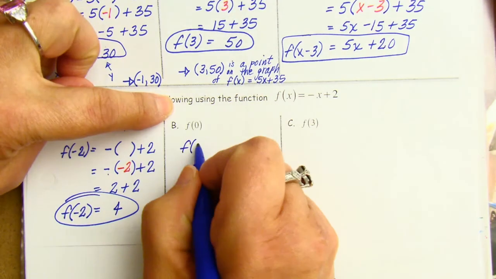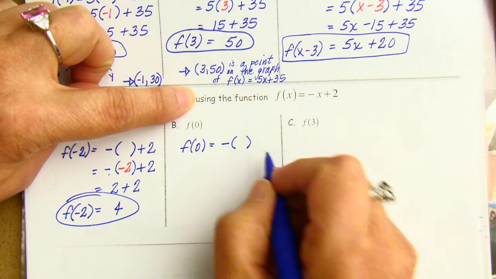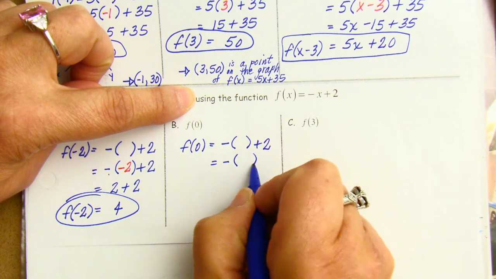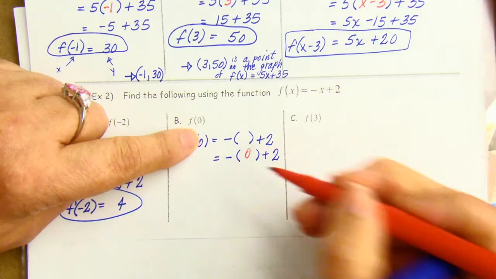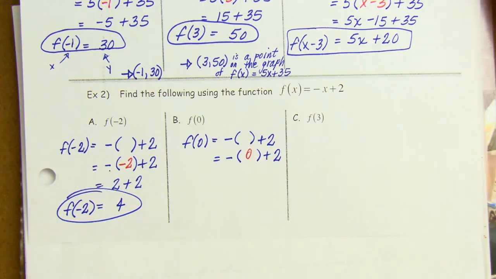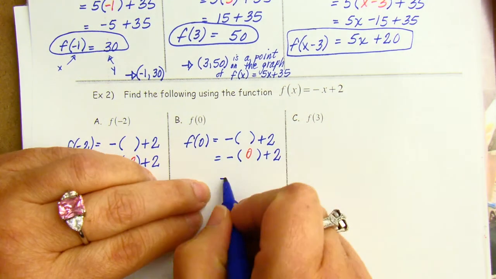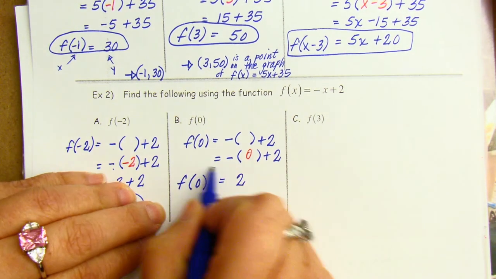F of 0 equals, again, the opposite of x plus 2 equals the opposite of what plus 2? Well, the opposite of 0. 0 doesn't have a sign, so it doesn't really matter. I can't take the opposite of 0. The opposite of 0 is still 0. This is 0 plus 2 or 2. So f of 0 is 2.